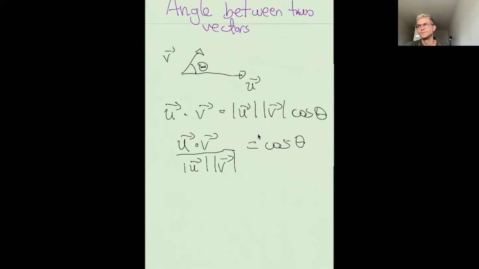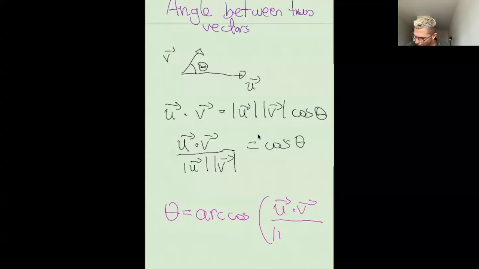And so that gives you a formula for the cosine of the angle. And then if you take cosine inverse or arc cosine, this gives you the formula for theta. So theta equals the arc cosine of u dot v over norm of u times norm of v. Is that making sense? Is that okay with everyone?